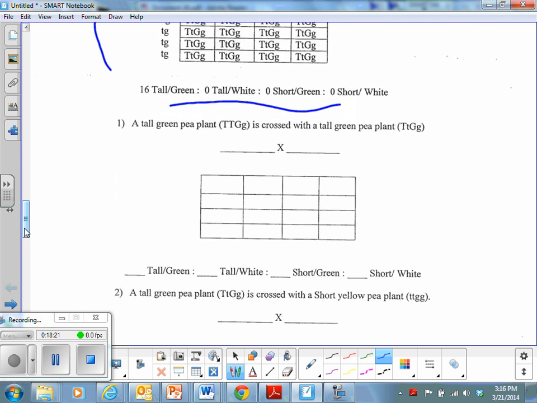So then you kept on moving. It says a tall green pea plant, and it gave you the parent, big T, big G, little g, is crossed with a tall green pea plant, big T, big G, little g. Do the cross. Okay, this is going to be hard because it's a little box and these markers are kind of big, but bear with me. All right, so I'm going to do the foil out to the side just so you can see it.